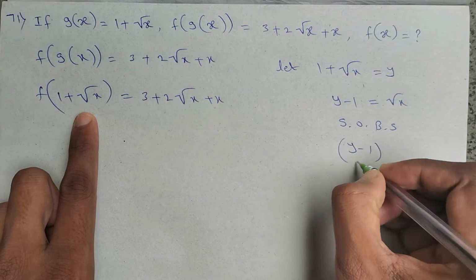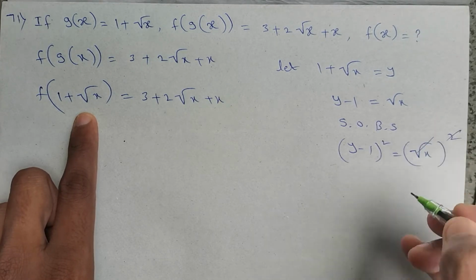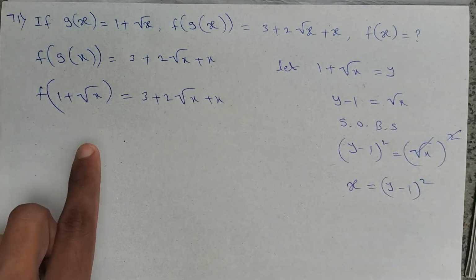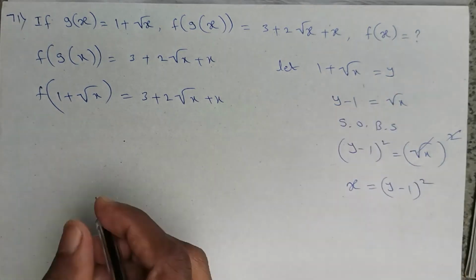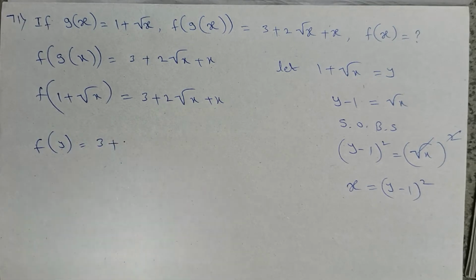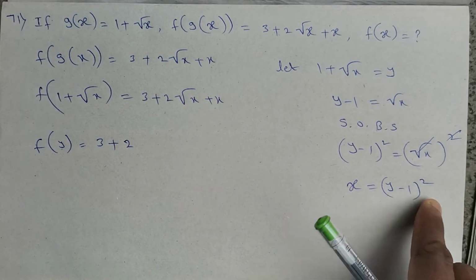So we get y minus 1 whole square is equal to root x whole square. Square root and square cancel. So x is equal to y minus 1 whole square. We took 1 plus root x as y. So f of y is equal to 3 plus 2 into root x. X value we got as y minus 1 whole square.